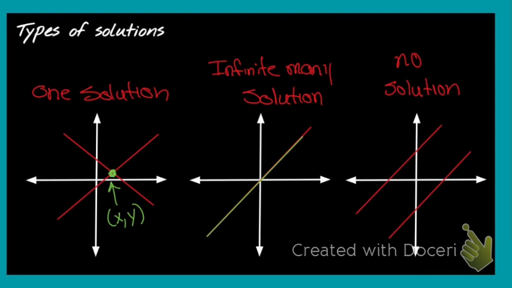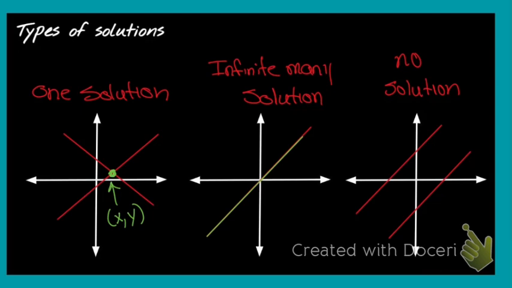So the first one, one solution, crosses at one point. It kind of looks like an X. With infinite many, they touch the same spot every time. They have an unlimited amount of points that cross. Then if you see that they look like two parallel lines and they will never touch, that is a no solution. So these are the three types of solutions that we're going to see in systems.